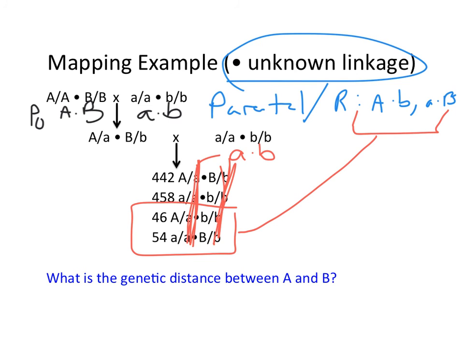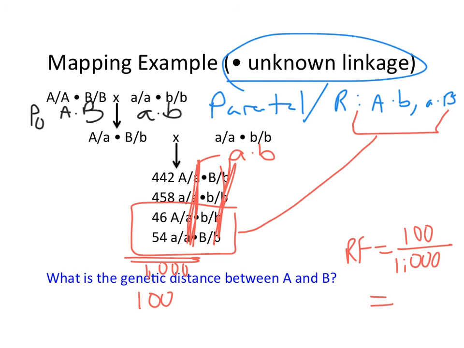How many total F2 individuals had recombinant genotypes? Oh, see, I did fudge the data. I made it easy. And this still is looking at a total of 1,000 F2s. So if you've got 100 recombinants and you looked at 1,000 total organisms, what's the recombination fraction? 100 over 1,000. Recombination fraction, 0.1. 10 centimorgans, 10 map units.